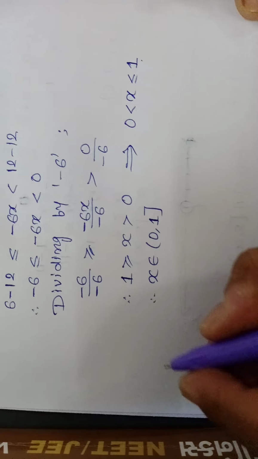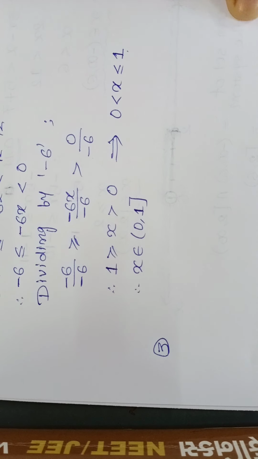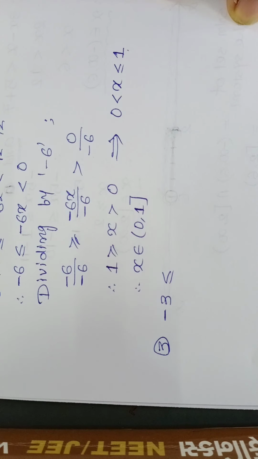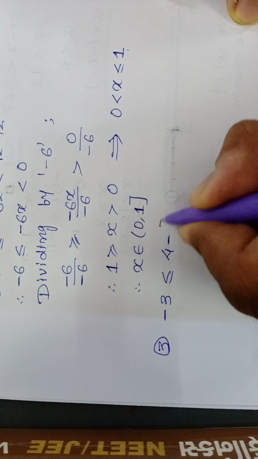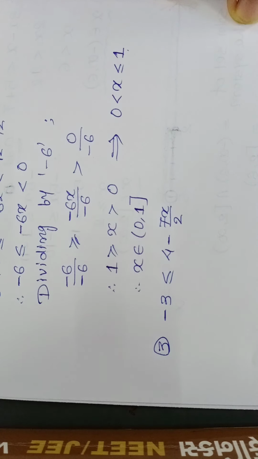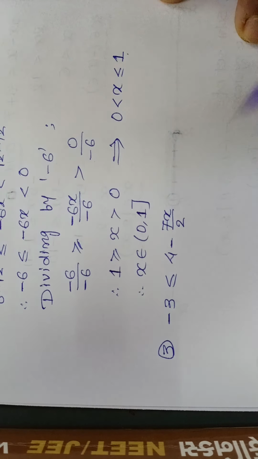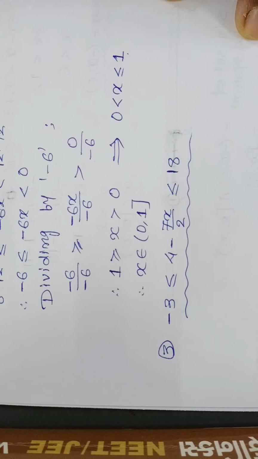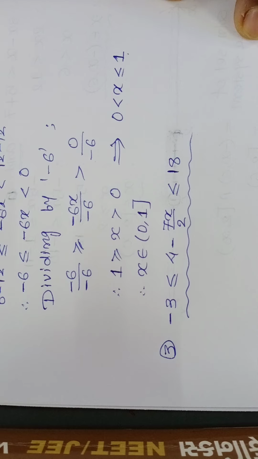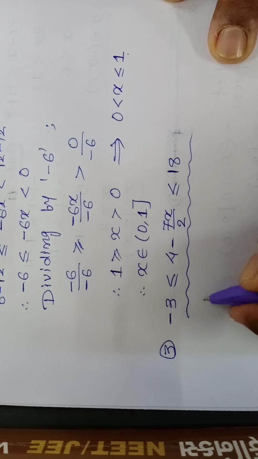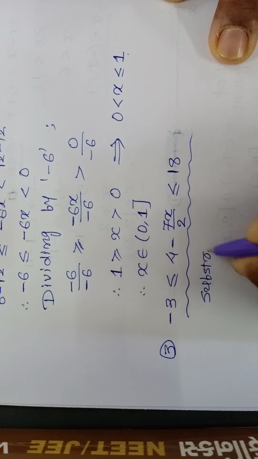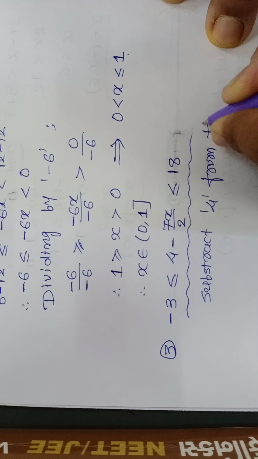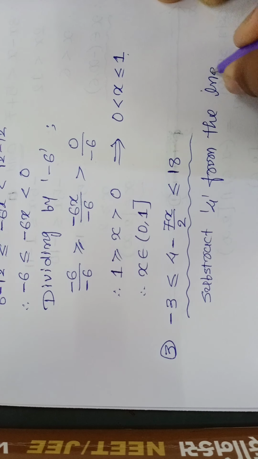Now the third question: minus 3 less than or equal to 4 minus 7x by 2, and less than or equal to 18. So it is a similar question. First of all, we remove this 4. How can we remove it? Subtract 4 from the inequality. What do we get?